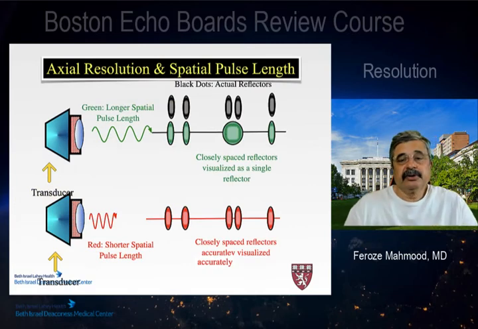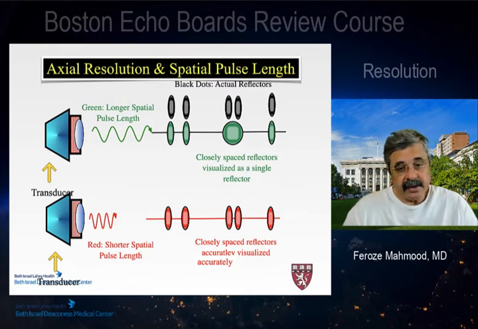So axial resolution and spatial pulse length are closely related. As you can see up top, the green is a longer spatial pulse length. There are these two reflectors that are closely spaced to each other, and the distance between the two of them is shorter than the actual spatial pulse length. So erroneously, they are reflected and seen on the image of the ultrasound beam as a single reflector because the distance between these two reflectors is less than the spatial pulse length.